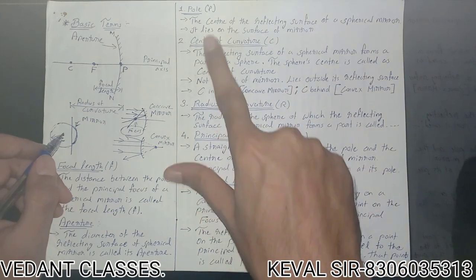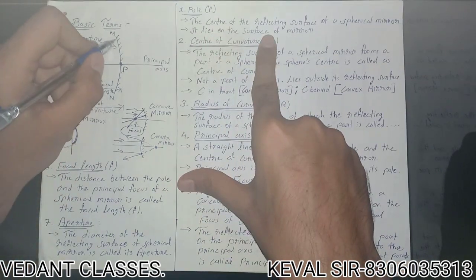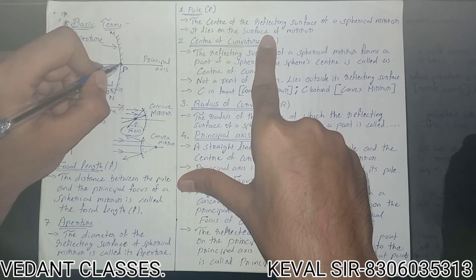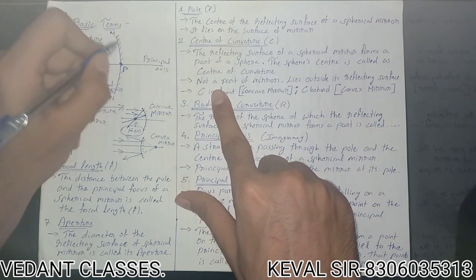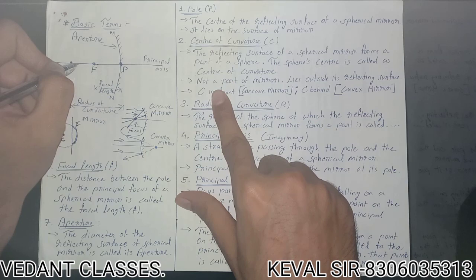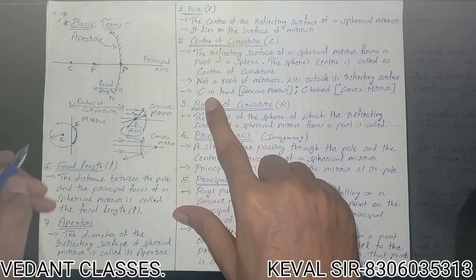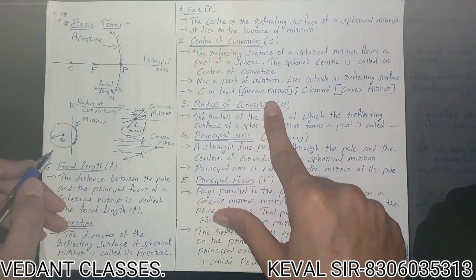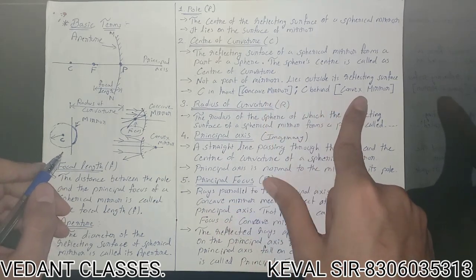Now you can see that the pole lies on the surface of the mirror, but C is not a part of the mirror because it is outside the mirror. If C is in front, then it will be a concave mirror, and if C is behind, then it will be a convex mirror.